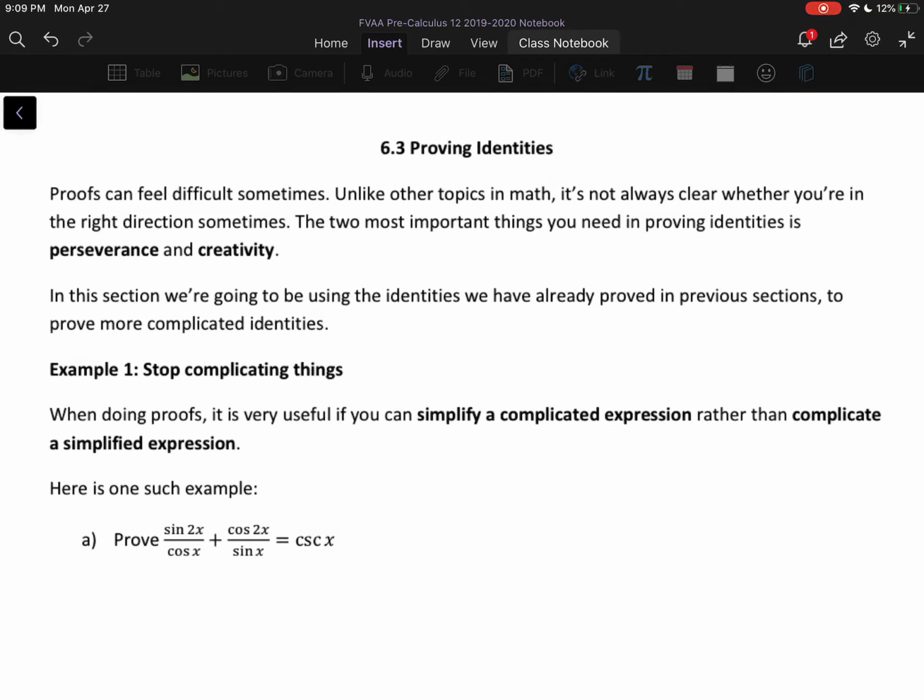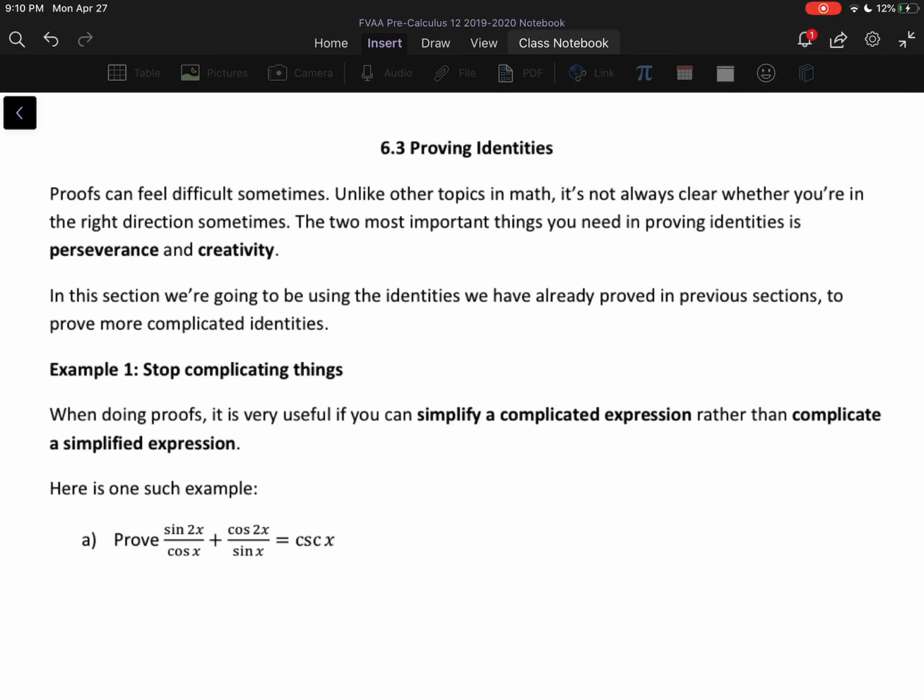All right. So proofs can feel difficult sometimes. Unlike other topics in math, it's not always clear whether you're going in the right direction. Sometimes the two most important things you need in proving identities are perseverance and creativity. So you've got to go at the same problem with different strategies. If you're not able to solve it one way, try a different way and come back at it.